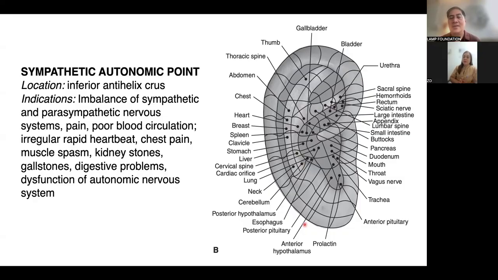So let's go. Sympathetic. We have 3 points there, diba? So I didn't find it here, pero you would know where it is, no? Sa inferior antihelix crus. Diba sa loob nito, no? Okay. There are 3. Okay, so indications: imbalance of the sympathetic and parasympathetic nervous systems.